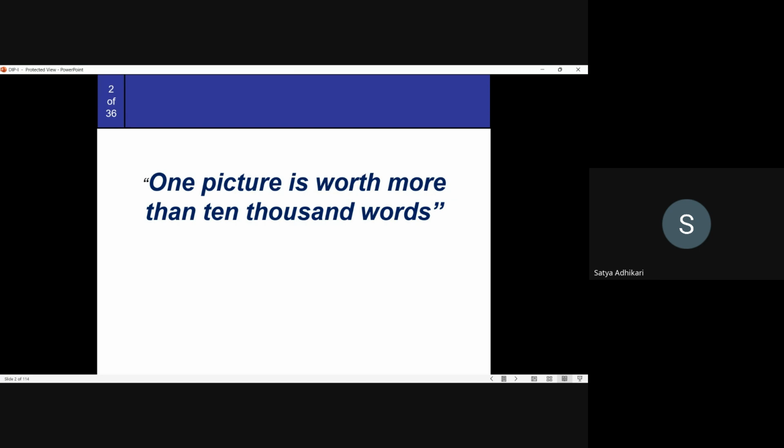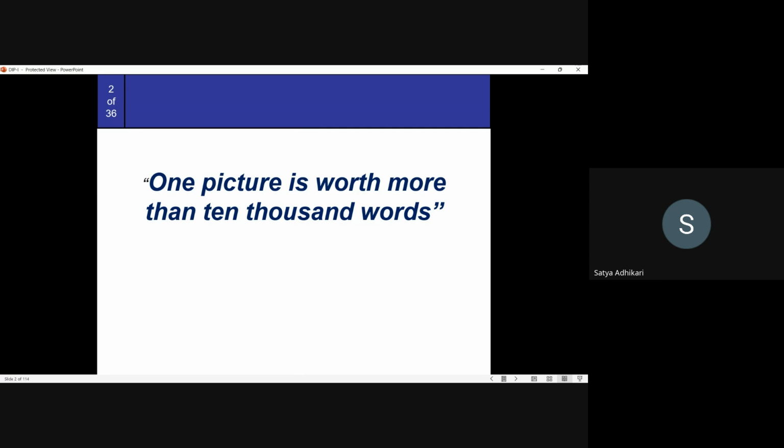Please read the sentence written here. Do you agree with this sentence? Yes, sir. One picture is worth more than 10,000 words. I agree with this sentence. One picture is actually worth more than 10,000 words.